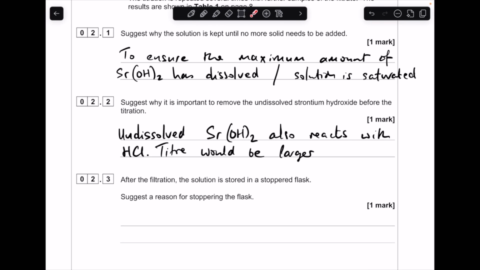Moving on to number 3, after the filtration, the solution is stored in a stoppered flask. Suggest a reason for stopping the flask. Well, the obvious thing to go for is to stop it from evaporating. You could have also said something like to prevent it from reacting with carbon dioxide in the air.